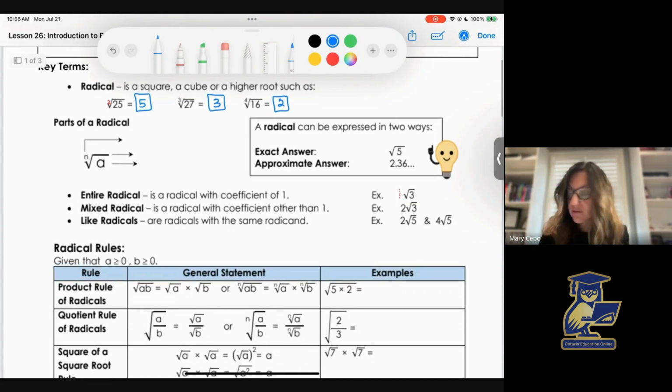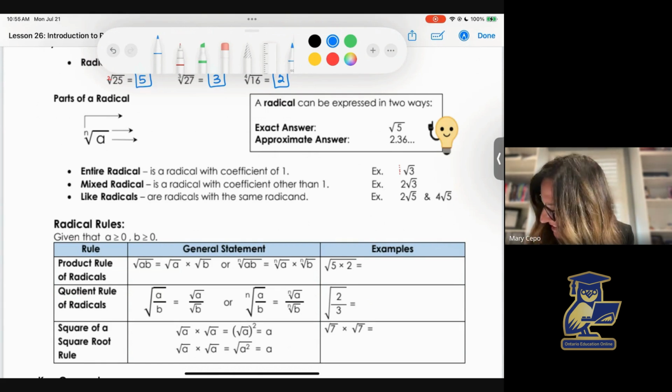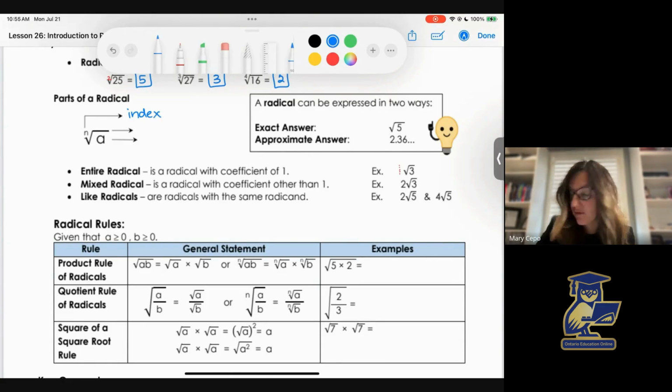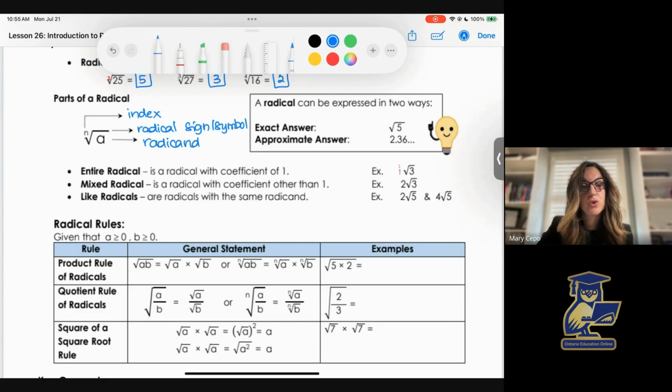Now let's look at the different parts of a radical. The number with the square root of 25, it's actually 2. That's known as the index, or the root. Then we have the radical sign or symbol. And the number underneath the radical sign is called the radicand. A radical can be expressed in 2 ways: the exact answer, square root of 5 there, or the approximate answer, which, if we put that into our calculators, would be 2.236 and so on.